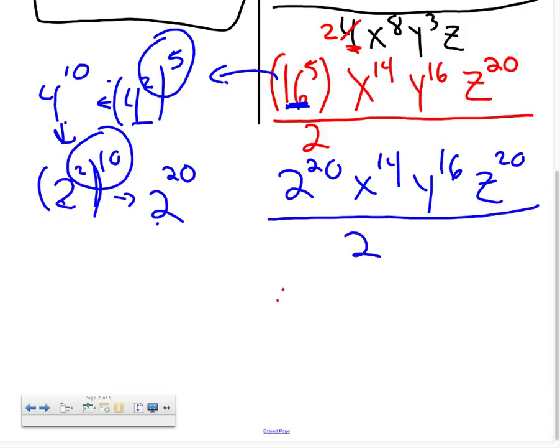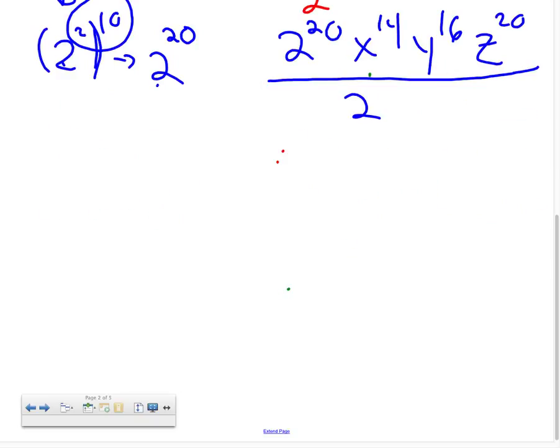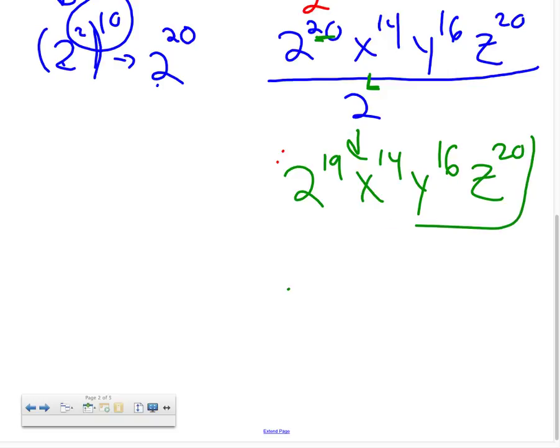But now I see even more than that. What I realize is there's 2 to the 20th on top, so 20 2's, and there's a single 2 on bottom. So I can cancel like I would with normal exponents. Because that 2 on bottom, remember, is a 2 to the 1st. Even though you don't see the 1 there, it's an invisible 1. It's 2 to the 1st. So I can do my little division trick, and I can say that this is 20 minus 1, which would be 2 to the 19th, x to the 14th, y to the 16th, and z to the 20. So fully reduced would be that right there.